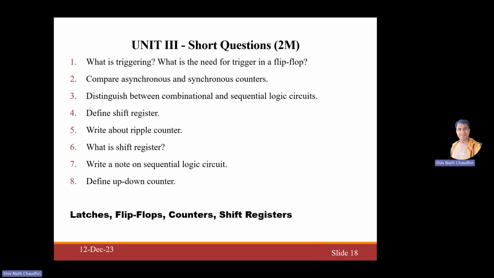The third question is distinguish between combinational and sequential logic circuit. The fourth one, define shift register. Fifth one, write about ripple counter. What is shift register? Write a note on sequential logic circuit. Define up down counter. So like unit 1, in this unit also the difference and definition is asked. Few questions belong to the difference and compare, and few questions belong to the direct definitions. You have to define the shift register, define up down counter, define sequential circuit. So all are definition and comparison.